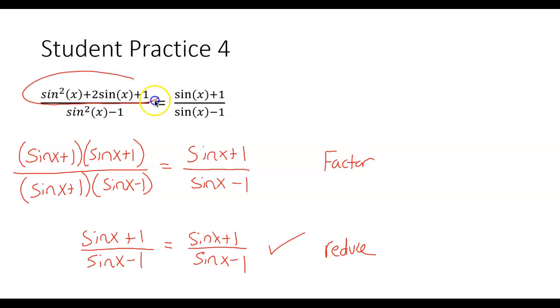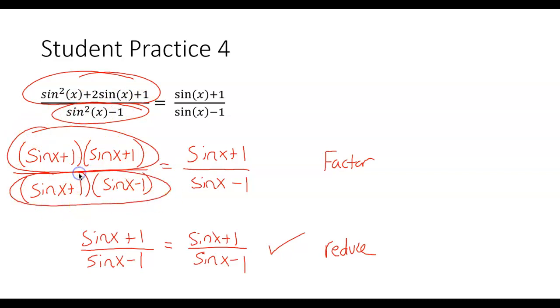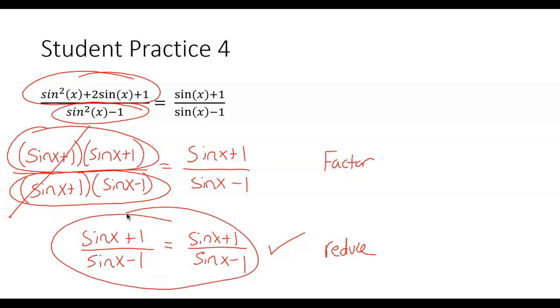You would factor this one using the box method, and you would get this as a result. You would factor this one using the difference of squares method, and you would get that. And then these cancel out, and we have our 2 sides equal to each other, and we're done. So basically, we just had to factor and reduce on that one. And that's it. So that's how factoring can be used to rewrite expressions.